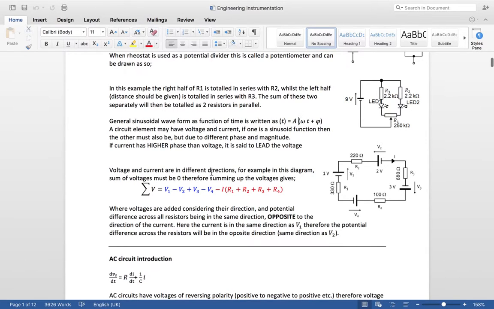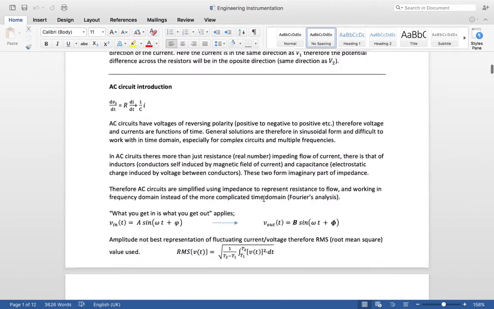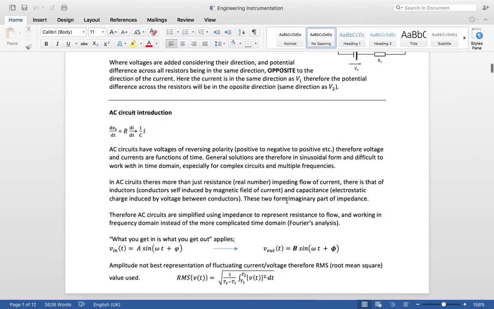The sum of the voltages and currents is given by Kirchhoff's second law and first law, which we already know. The voltages are added in the corresponding direction, with the potential difference across resistors in the direction opposite to the current. We already did this in the previous video, so we will skip it.